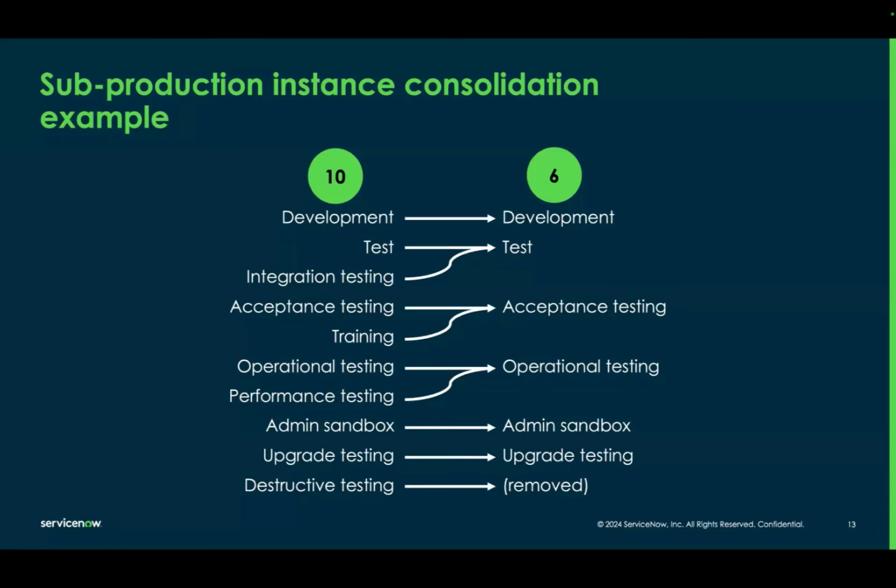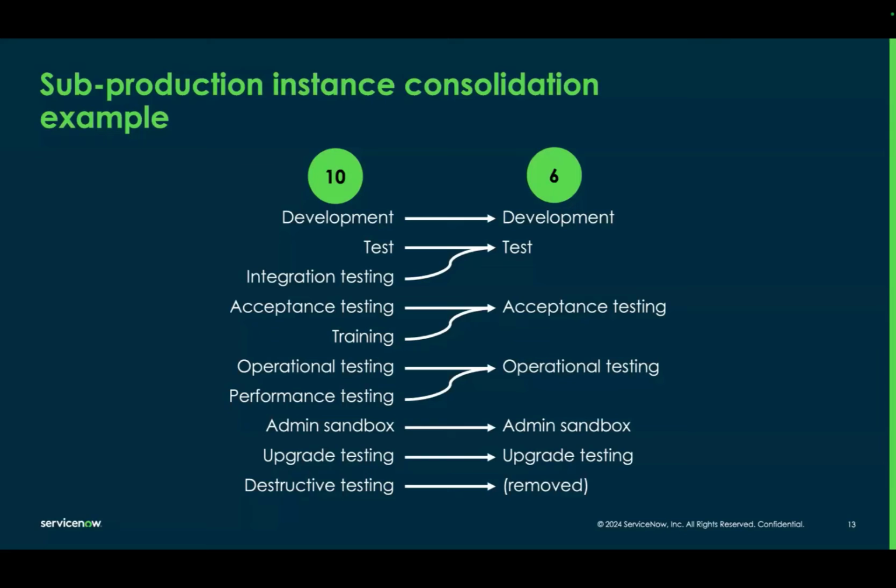Likewise, operational testing, performance testing, it's not quite the same as UAT, but they need similar kinds of data, and the different kinds of testing you do there could easily be scheduled to work at different times and just reduce that maintenance overhead. And of course, there are some instances you really do need to keep separate.